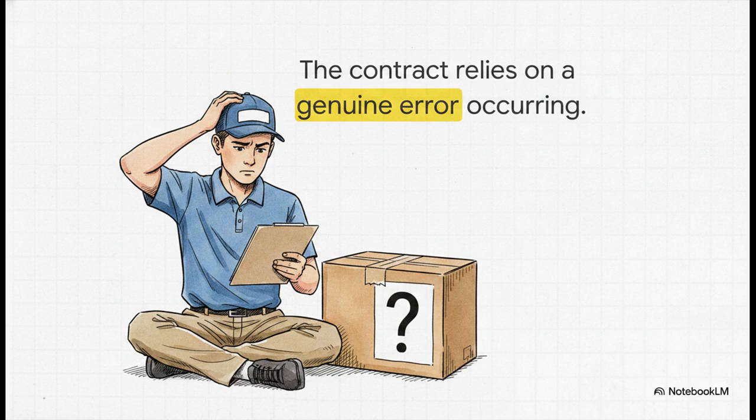Then, the next part of the definition adds, or by mistake. And honestly, this is the real core of how a quasi-contract comes to life. It relies on a genuine error happening. Just like our opening scenario, imagine a delivery driver simply reading an address wrong and dropping a shiny, valuable box off at the wrong house. The company didn't intend to give you free stuff, and you certainly didn't intend to buy it. It was just an honest, if kind of awkward, mistake.